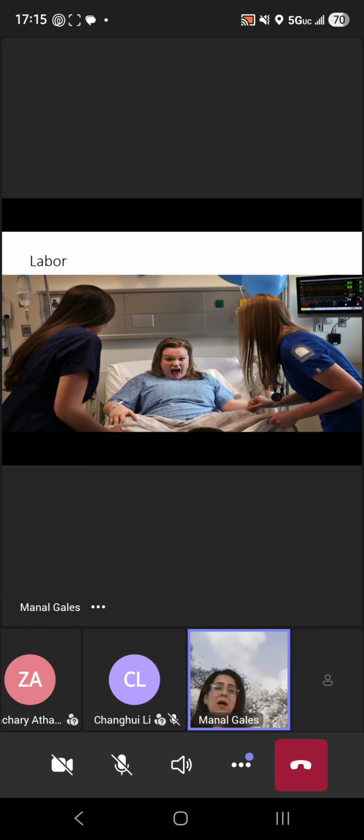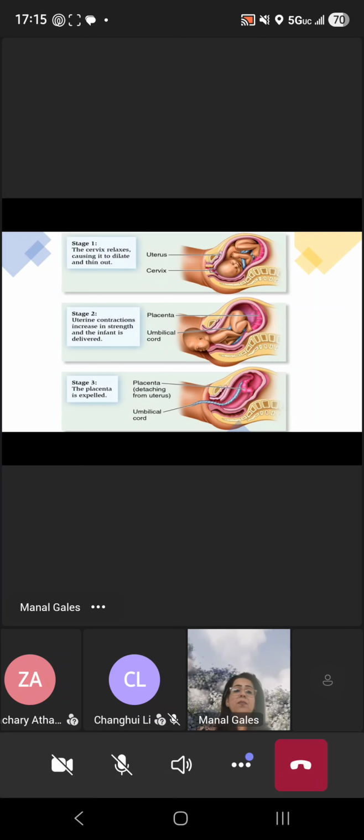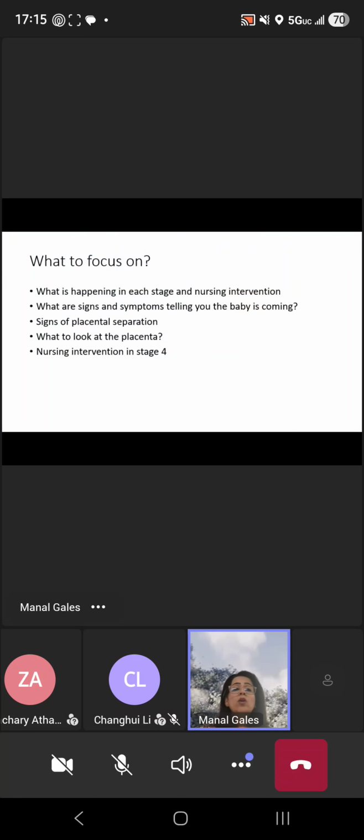So, labor. I know many of us struggle with the stages of labor, so let's make it simple. The simplicity is the key. Labor has 4 stages. What we want to know, what to focus on, please write this down. This is the high yield part, what they will ask you.